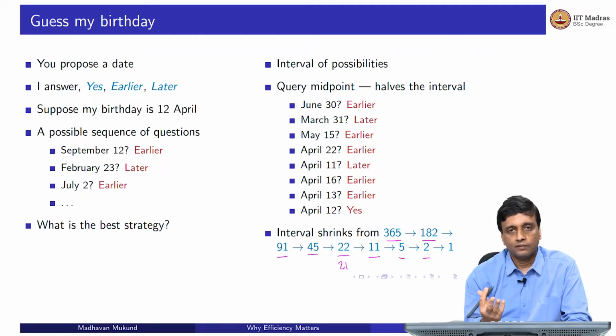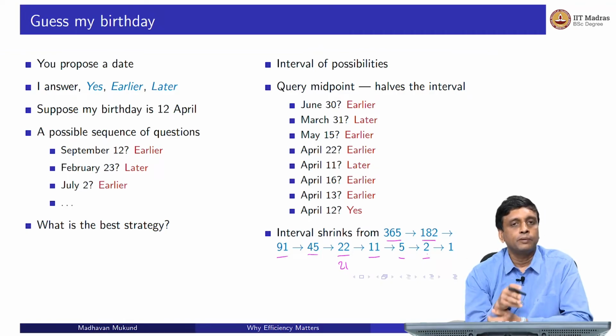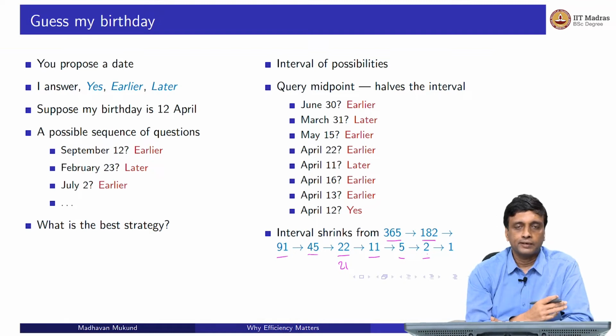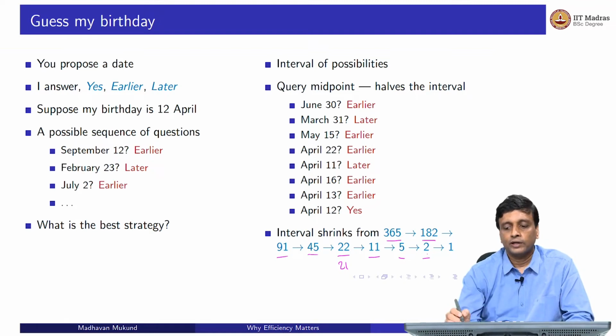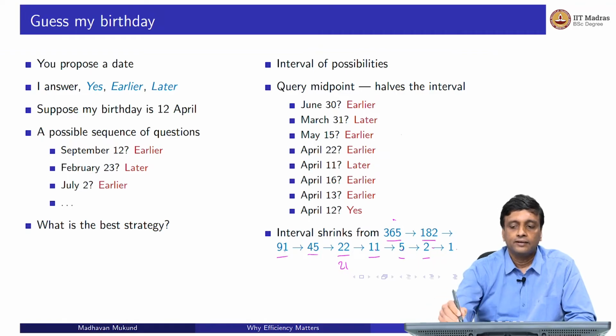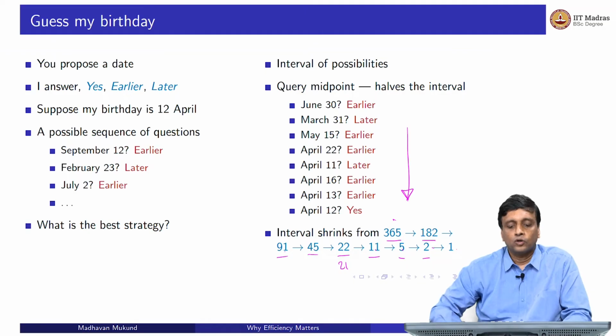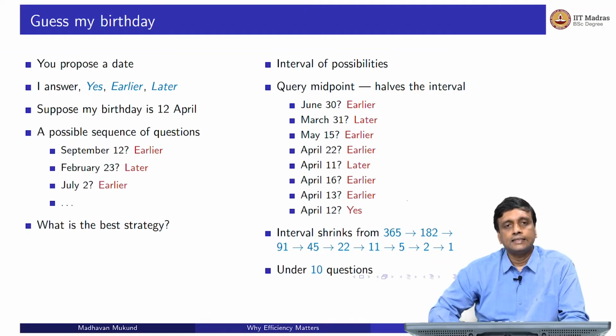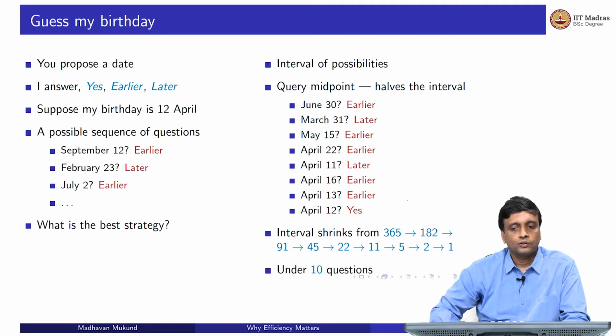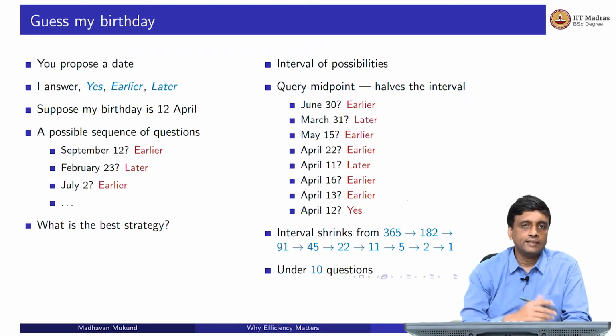And then when I ask an interval of 2, I will basically be asking the midpoint, and either I will get it right or it will be bigger or smaller than the number I asked. So I will finally end up with 1. Right? So you can count 1, 2, 3, 4, 5, 6, 7, 8, 9 in general. Here I asked 8 questions and got to this interval. So certainly it's under 10 questions. Right? So this is the guessing the birthday thing.